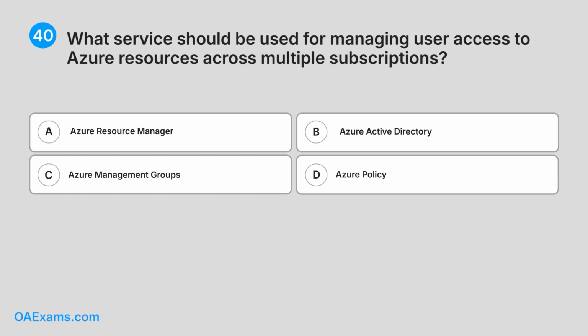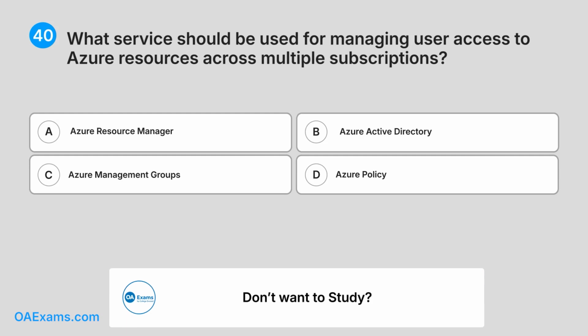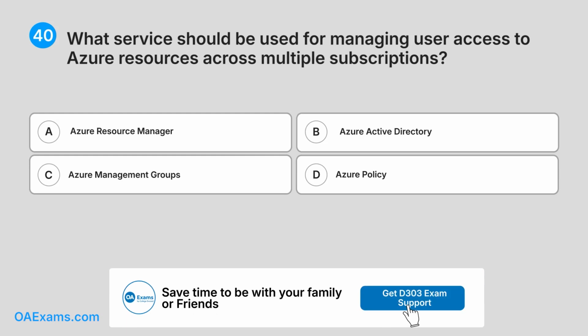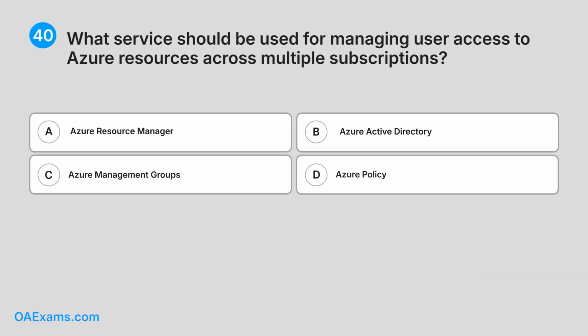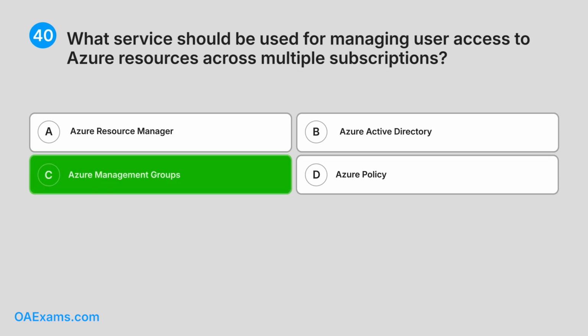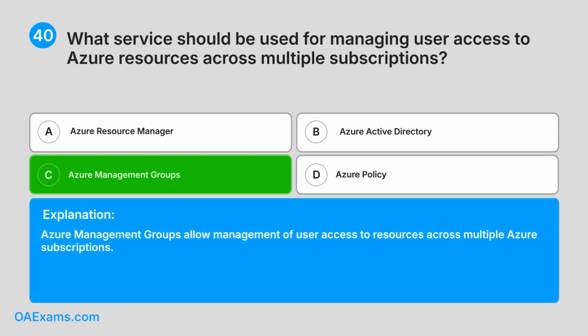40. What service should be used for managing user access to Azure resources across multiple subscriptions? A. Azure Resource Manager. B. Azure Active Directory. C. Azure Management Groups. D. Azure Policy. Do you know the answer? Correct. Answer C. Explanation. Azure Management Groups allow management of user access to resources across multiple Azure subscriptions.